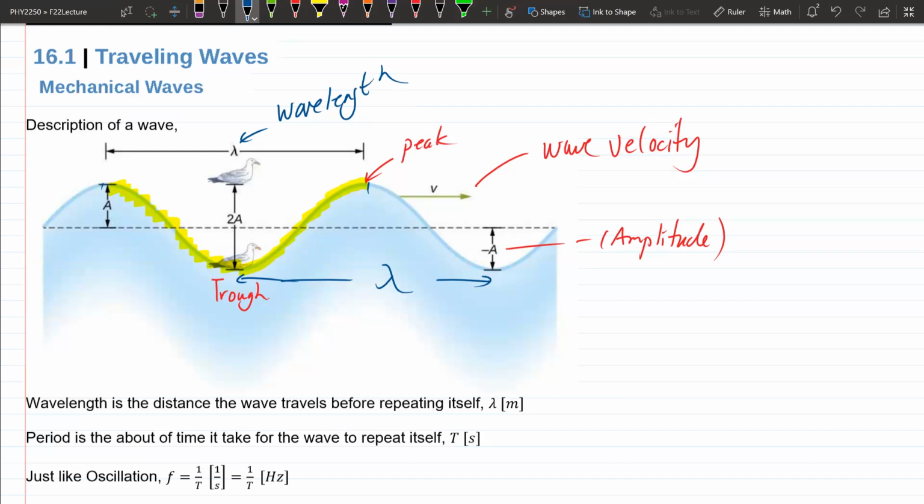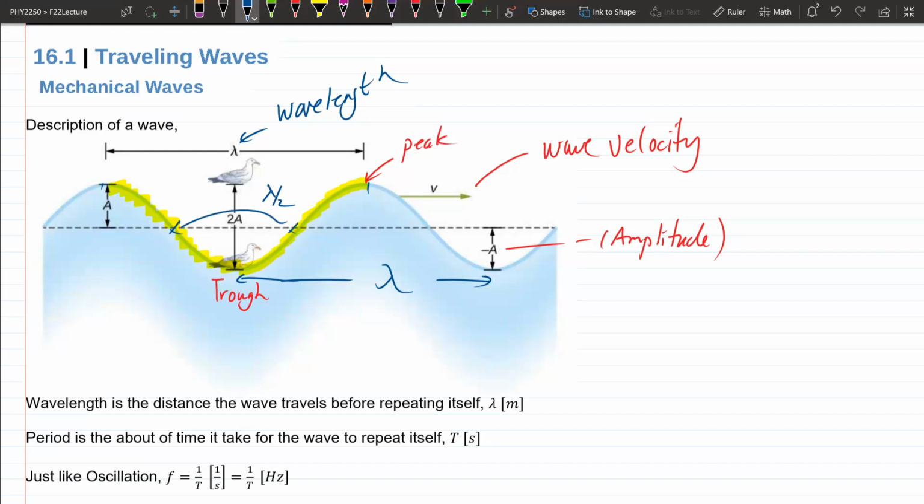It gets more complicated if you want to figure out the distance between the zero points, because you actually have to skip one. The wavelength is this long here, not this. This is only half the wavelength, okay? So don't go from zero to zero. Zero to zero only gives you half the wavelength.